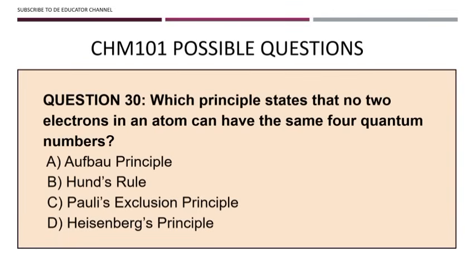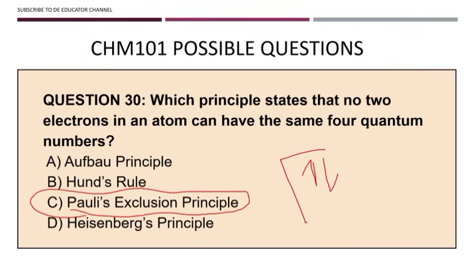Question 30. Which principle states that no two electrons in an atom can have the same four quantum numbers? It is Pauli's exclusion principle. So Pauli's exclusion principle states that no electron will have the same quantum numbers, right? There must be a difference, and most of the time it is different in their spin. That's why you always have something like this. One will be up, one will be down. It just tells you that it is different. It can never be the same.